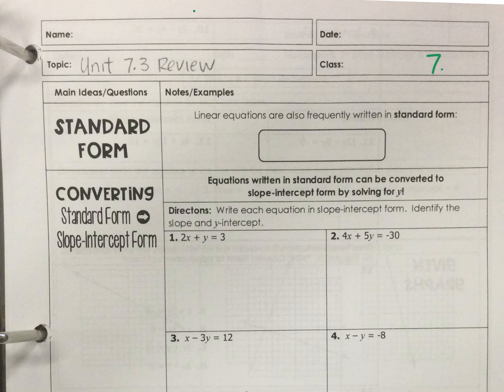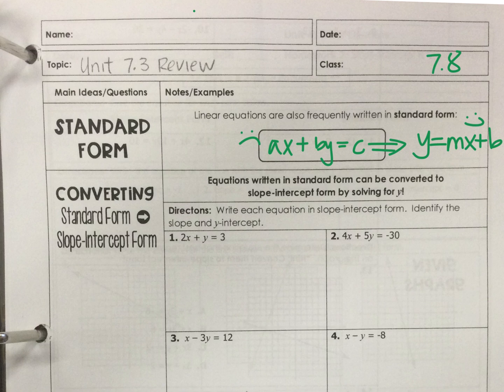This is page 7.8, and we are going to take equations that are in standard form, that's ax plus by equals c. And we don't like that because it doesn't tell us how to graph. So we're going to turn them into y equals mx plus b, because those can show us how to graph. There's a couple steps we're going to take to do this.